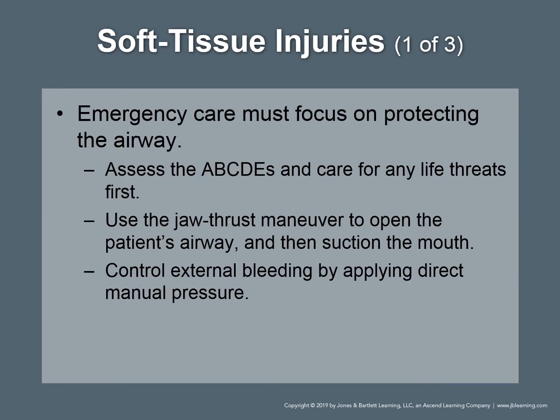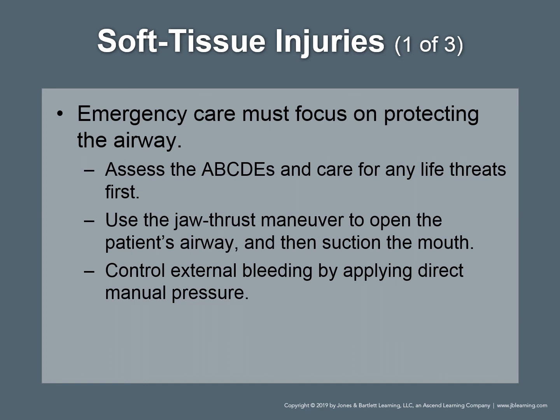So soft tissue injuries, we got to focus on protecting that airway. You lose the airway, you lose the patient. Usually ABC, airway, breathing, circulation. Disability, that's your mental status changes, and environment. We want to make sure we're keeping them warm. And remember, we really want to handle that hemorrhage, that exsanguinating hemorrhage, very early in the process.